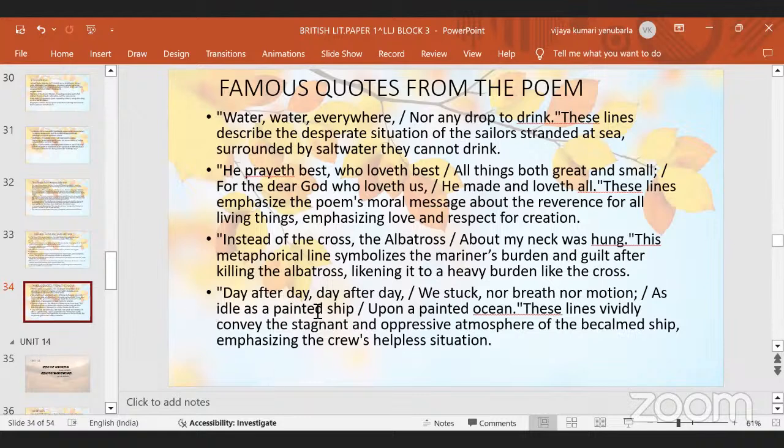Day after day, we stuck, nor breath nor motion. We couldn't breathe, we couldn't move. As idle as a painted ship upon a painted ocean. So it's a famous quotation, as a painted ship upon a painted ocean. These lines vividly convey the stagnant and oppressive atmosphere of the becalmed ship, emphasizing the crew's helpless situation. They cannot move. It is a painted ship because the ship is not moving. It is a painted sea because even though there is water, everything is frozen.